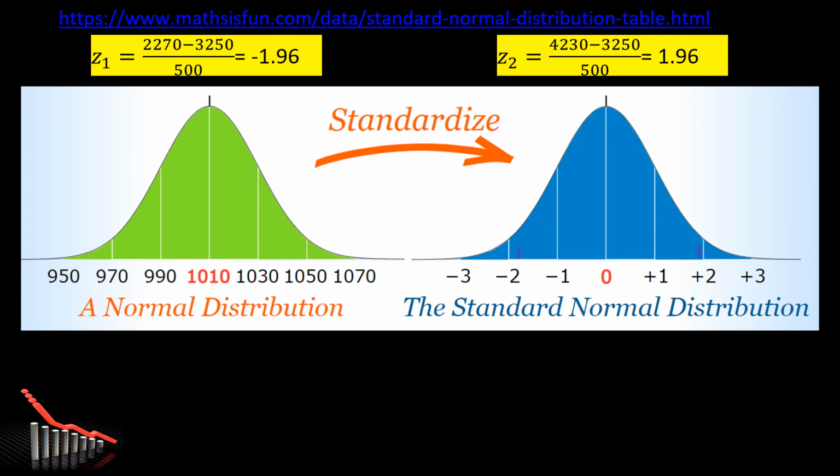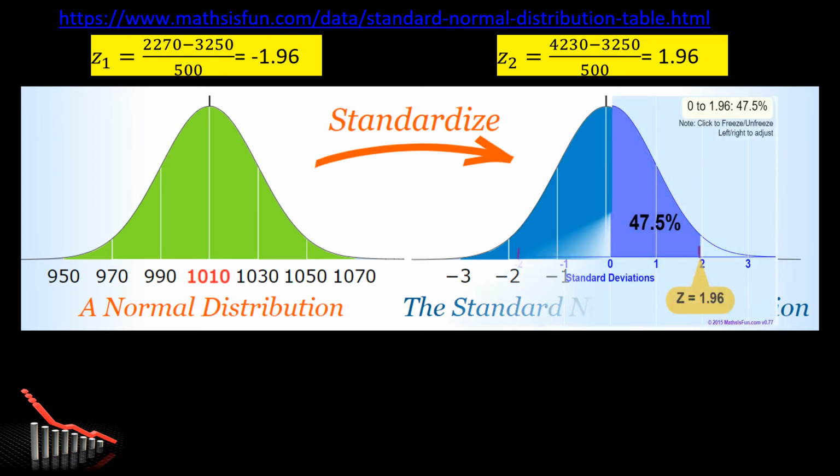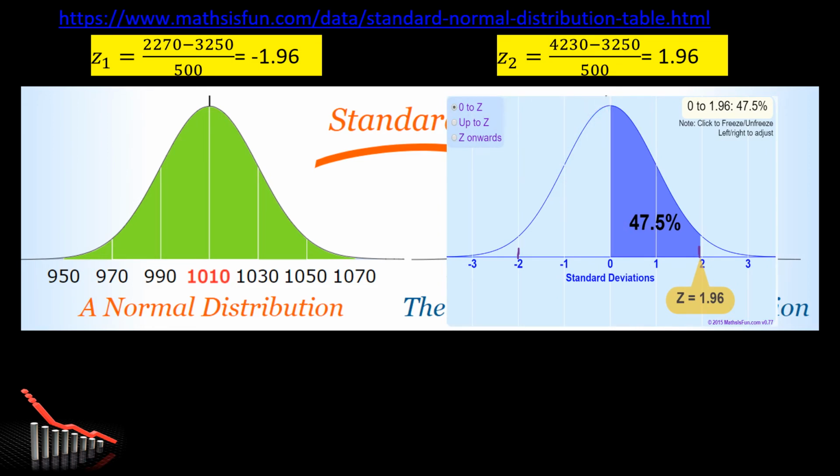Now I went ahead and went to the Math is Fun standard normal distribution table. The link is at the top here if you want to give it a try. I used the slider to calculate that percentage instead of using the table. Now if I were using the table, it wouldn't just tell me 47.5. It would actually tell me 97.5, because it's going to give me everything to the left of that 1.96 if I were reading the table. So this little handy calculator is kind of nice on this website if you want to give it a try.